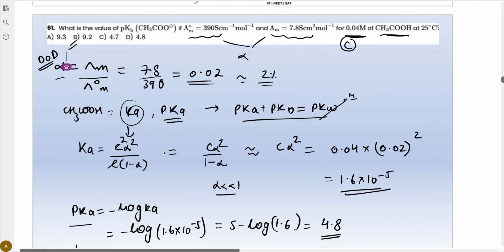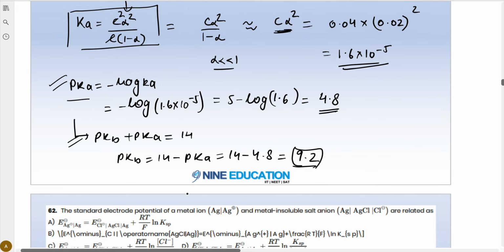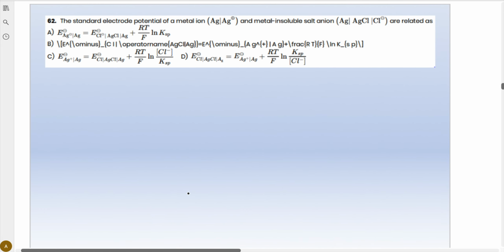For acetic acid, in this question you calculate alpha, then from alpha you calculate Ka, which is C alpha square directly, if alpha is very low. Now if you know Ka, you can calculate pKa and then you can calculate pKb. Simple. Next question, in this question see, this option is made as none of these.